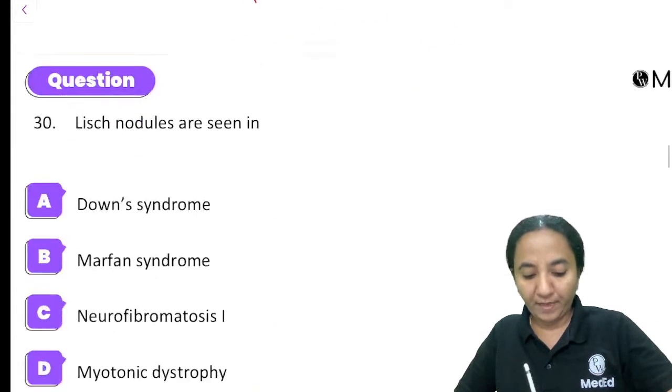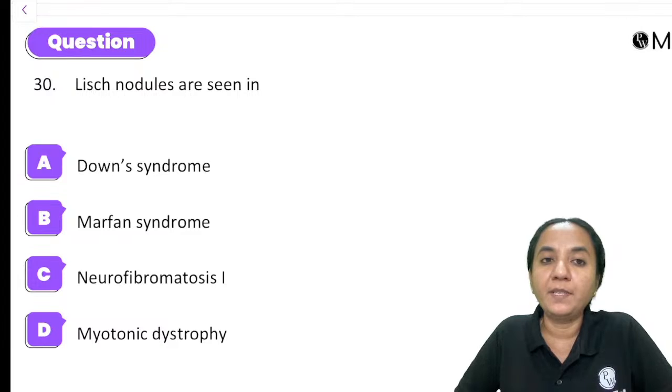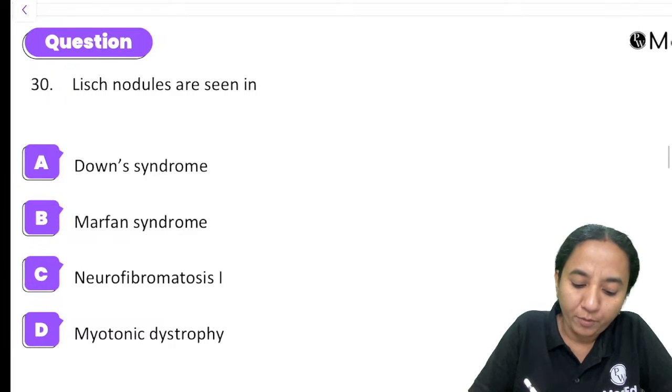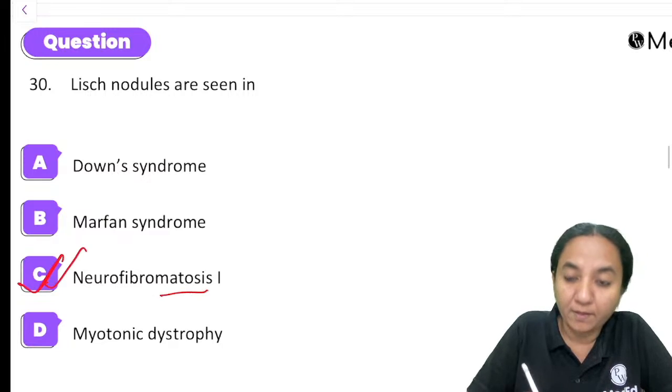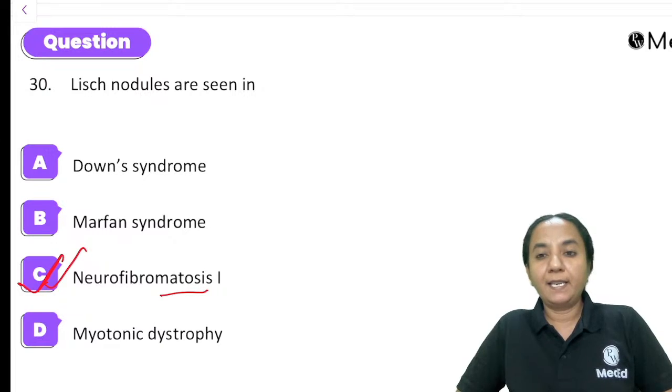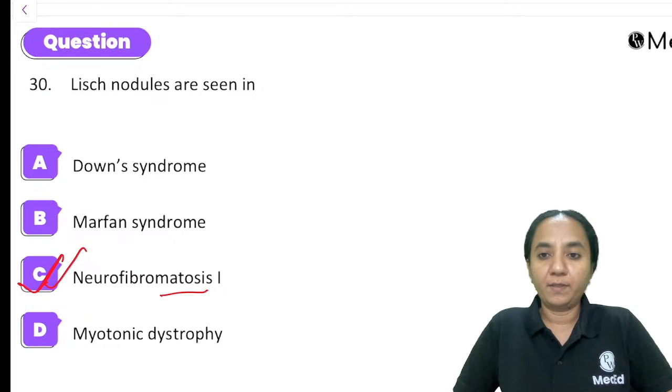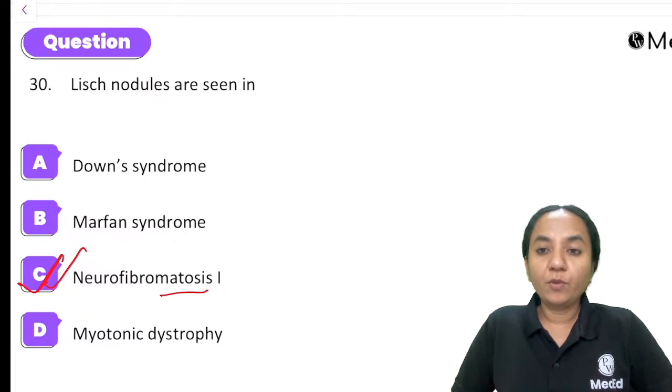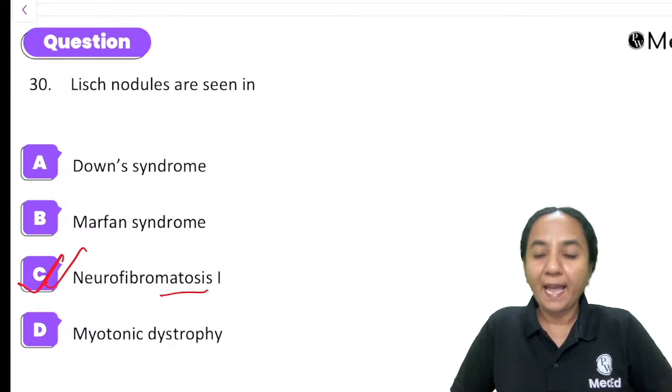Okay, next question. Where do you get to see leash nodules? I think every one of you knows this. Leash nodules are seen in neurofibromatosis or NF1. These are very, very typical. These are seen in NF1 or neurofibromatosis. Okay, so these are the one-liners that I had.